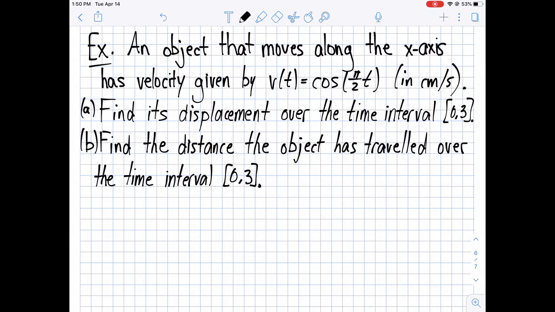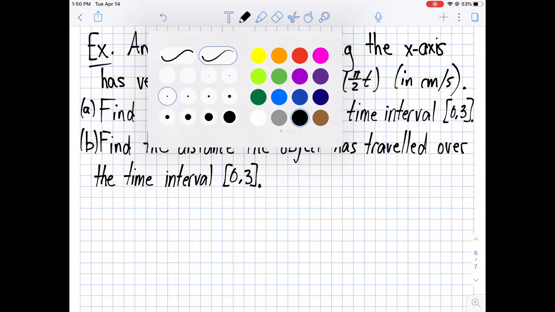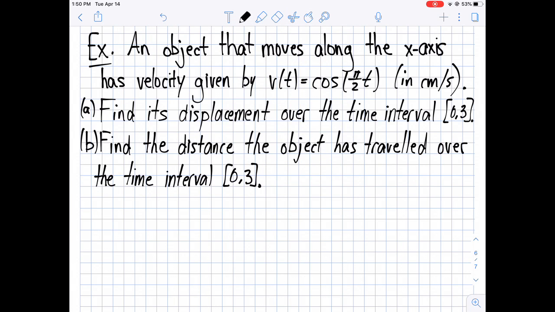Okay, so here we're looking at our first example of rectilinear motion. We have an object moving along the x-axis, and its velocity is given by cos of pi over 2t, and our velocity function is going to be in centimeters per second. So fine. We are going to be assuming here that if it's moving along the x-axis, positive velocity means that it's going to be moving towards the right, and negative velocity would mean that it's going to be moving towards the left.